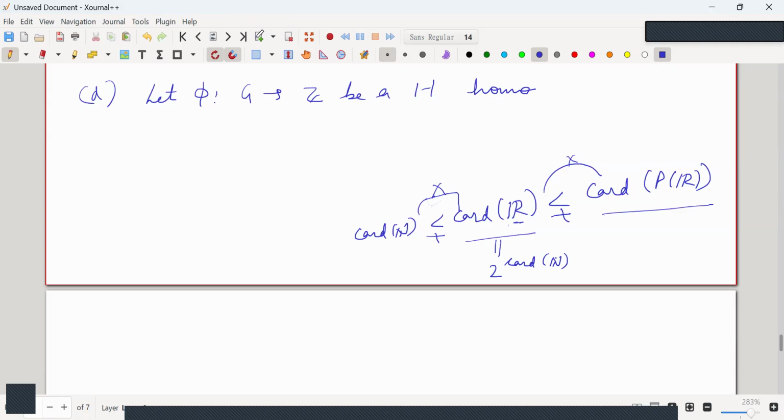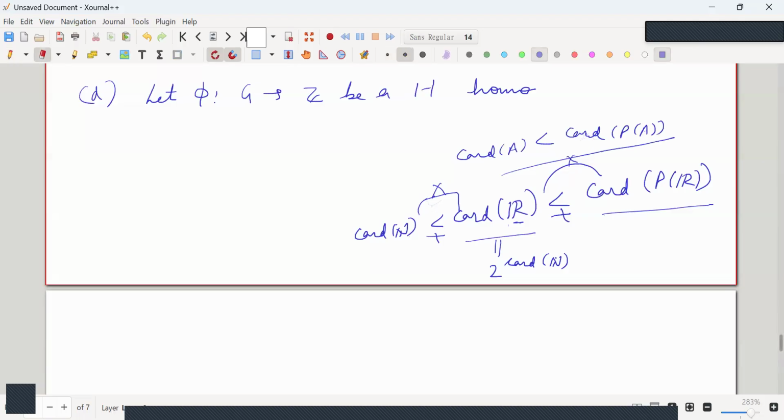Cardinality of R is not the same as cardinality of power set of R, but both are uncountable. And all this is happening because cardinality of A is strictly less than cardinality of power set of A, right? So this is a very good theorem in set theory. You can check that.